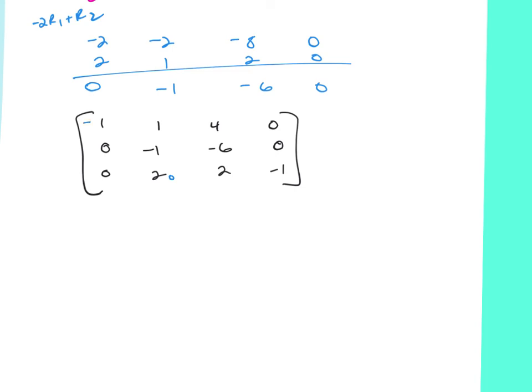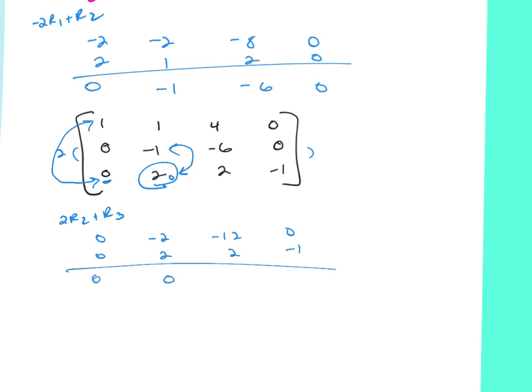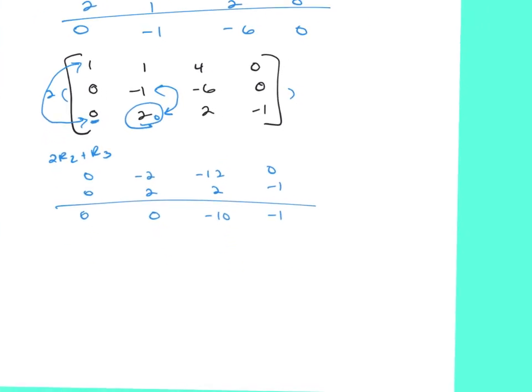Okay. So you can't combine row 1 and row 3 because you'll lose this 0. This last 0, you have to combine row 2 and row 3. Does that make sense? Yes. So 2R2 plus R3 is what I would have done. 2, 0, -2, -12, 0, 0, 2, 2, -1, 0, 0, -10, -1. So 1, 1, 4, 0, 0, -1, -6, 0, 0, 0, -10, -1.